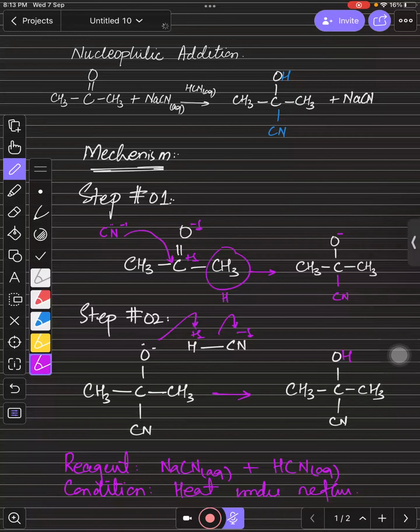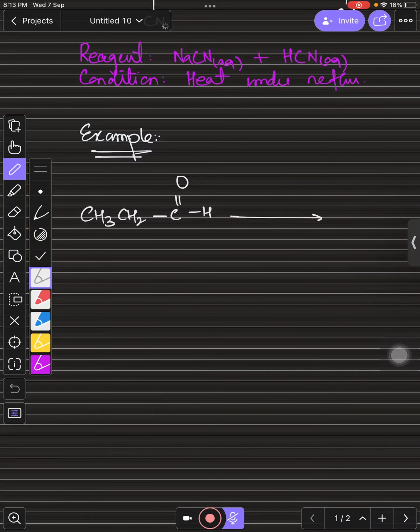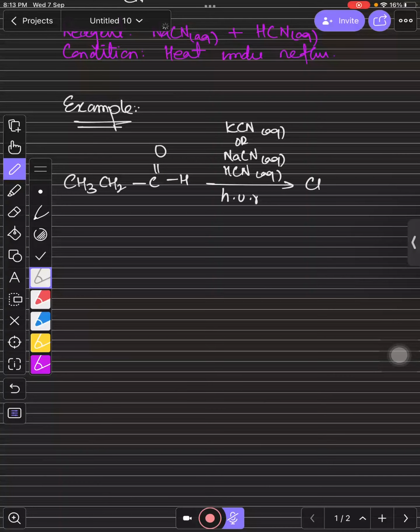For example, generally without mechanism, if I give you one example over here, you have one carbonyl compound like this, for example, CH3, CH2, C double bond O, H, right? And we are just treating this with aqueous NaCN plus aqueous HCN. You can even use KCN in place of NaCN. You can even use aqueous KCN as well, right? But HCN should be there, and you need to do heat under reflux. So just remember this, bacho, that the rest of the thing will remain the same. You just need to remember that the double bond of oxygen breaks, and the H will attach over here and the CN will attach over here.